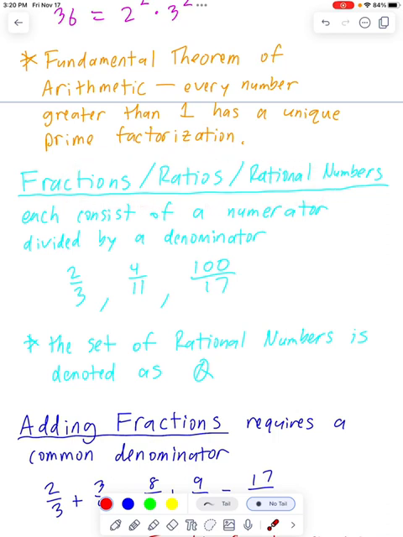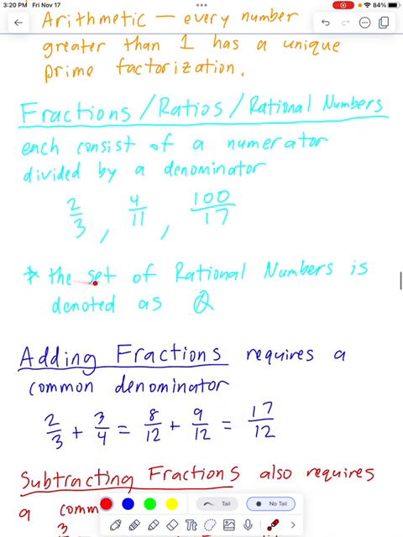These are all the same thing. Each consists of a numerator divided by a denominator. These are all examples of fractions. The set of rational numbers is denoted by a fancy Q.